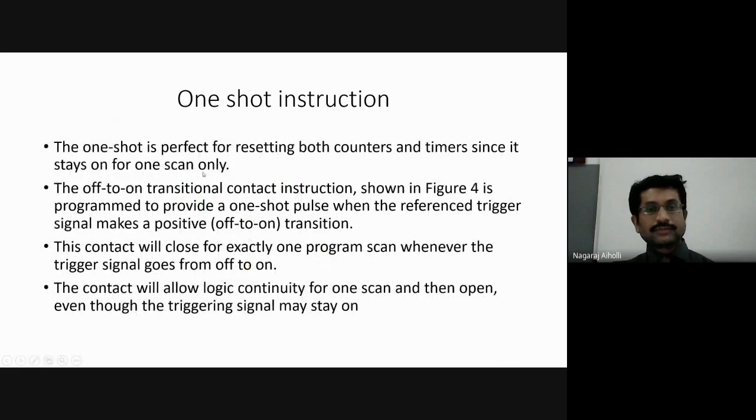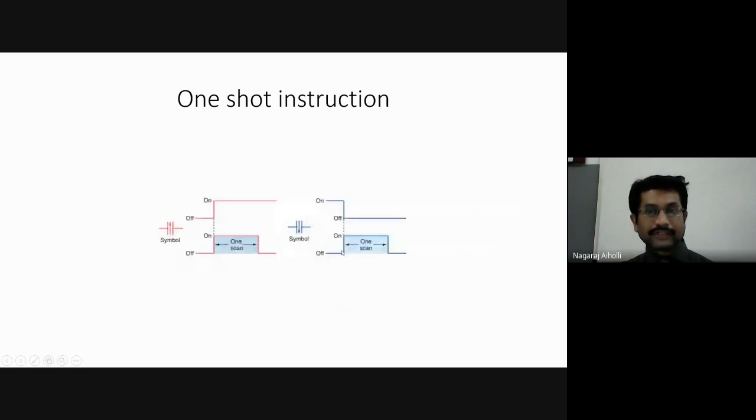The one shot is perfect for resetting both counters and timers. One shot instruction is used to reset both counters and timers because it remains on for only one program scan time. The off to on transitional contact instruction shown in the next figure is programmed to provide a one shot pulse when the reference trigger signal makes an off to on transition. Let us see the next figure.